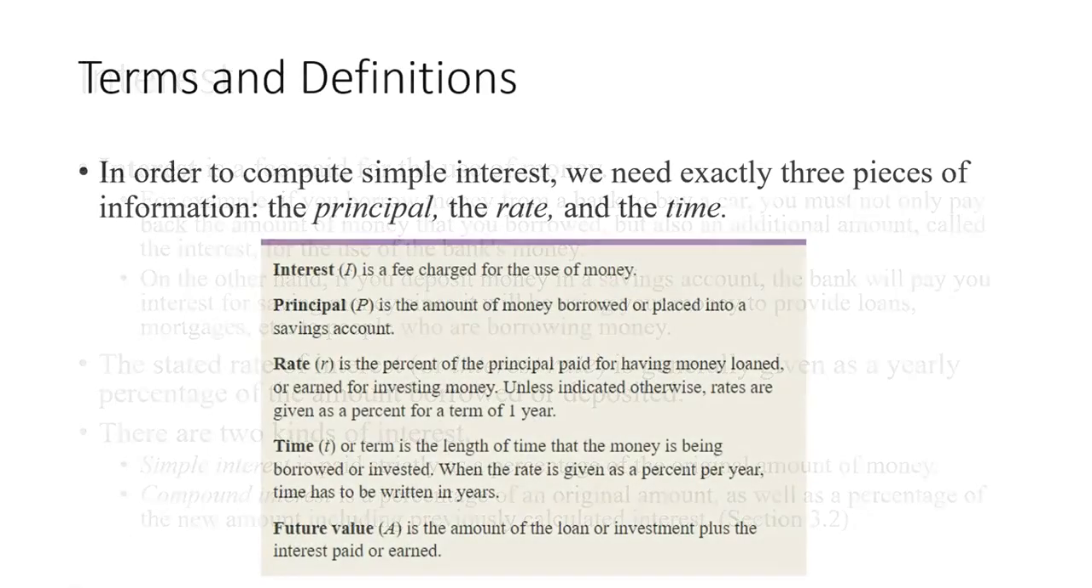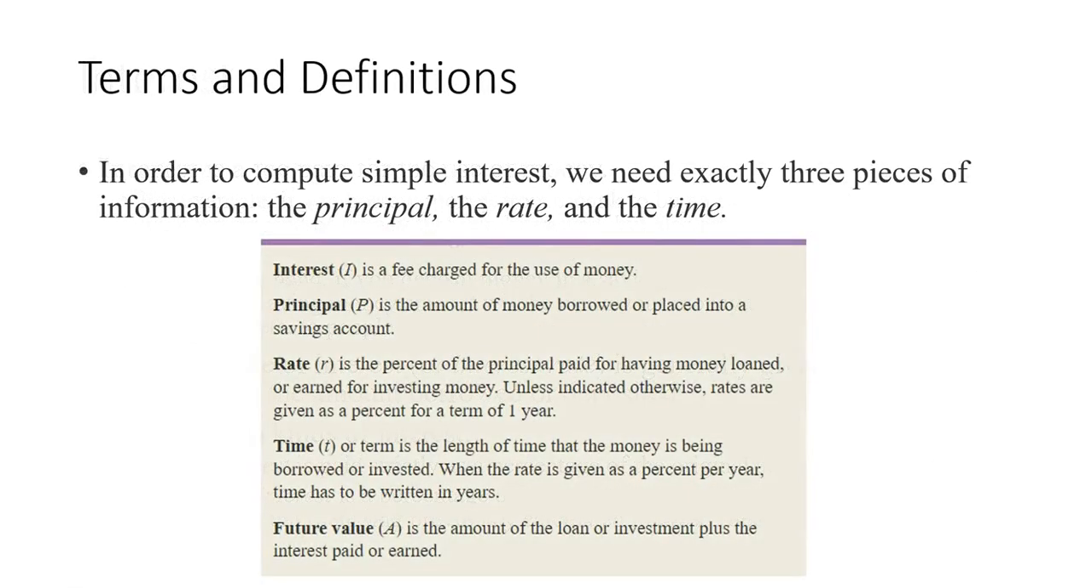In order to determine the simple interest that's earned or that needs to be paid when you borrow money, we need three pieces of information. We need to know the principal, which is the amount of money that's borrowed or placed into some type of savings account. We need to know the interest rate, which is the percent of the principal that's paid for whatever type of money that's loaned, borrowed, or invested. The interest rate is often given as a percentage. You'll want to convert it to a decimal when you calculate values. And that percentage is generally for a term of 1 year. We also need to know the amount of time that the money is borrowed or invested. If the interest rate is given in years, we need the time to be in years.